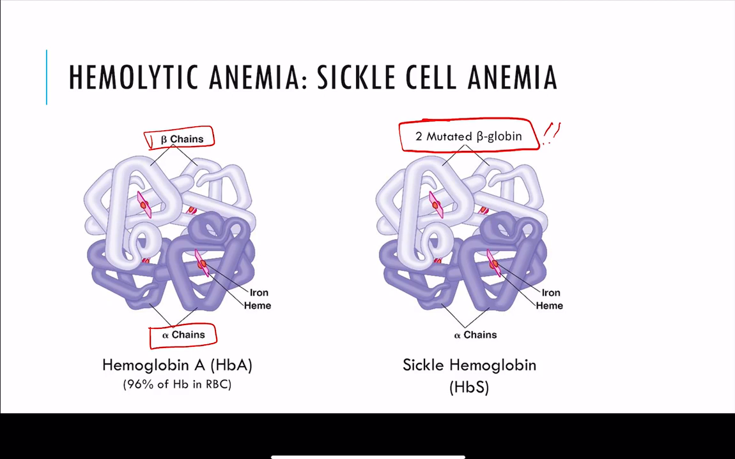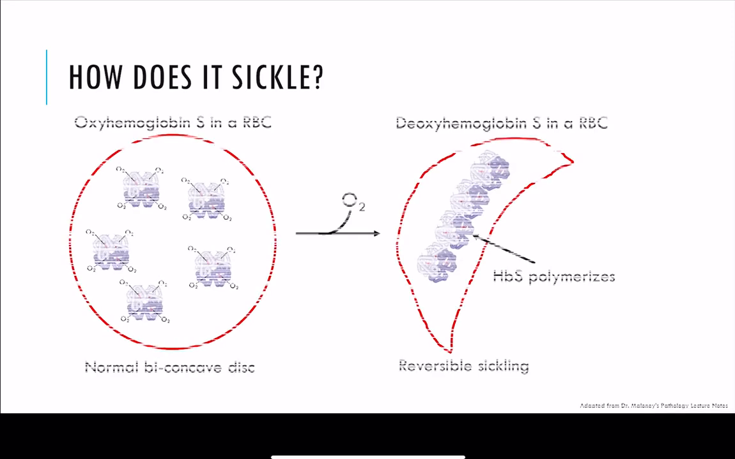Now, the effect of having these mutated beta chains is that when there isn't an oxygen bound to them, they actually like to polymerize. Polymerization is just a fancy name for they make really long chains of hemoglobin. So let's look at what this looks like in the cell. I titled the cell, how does it sickle? What does that mean exactly?